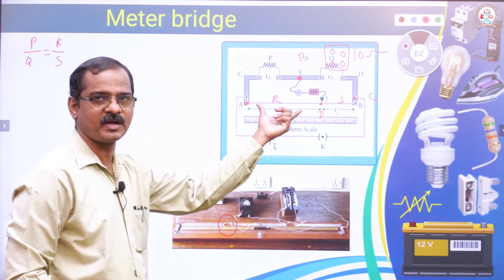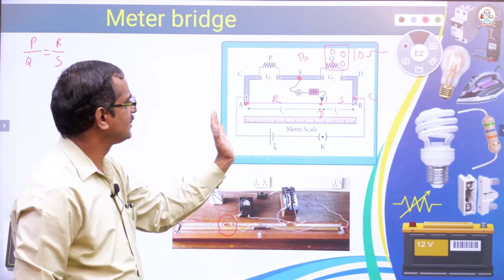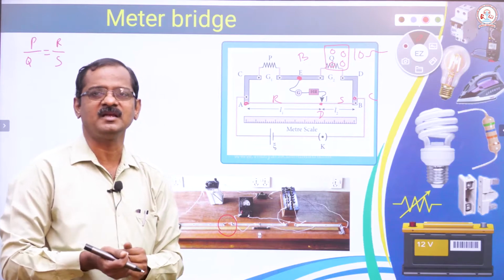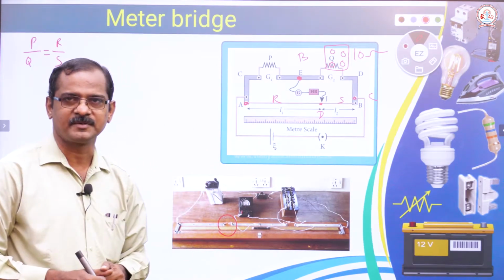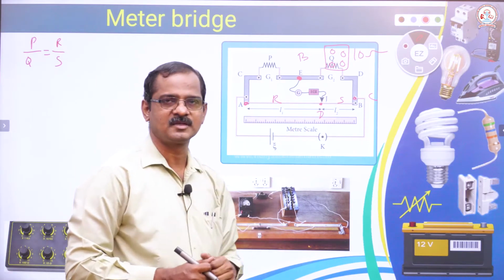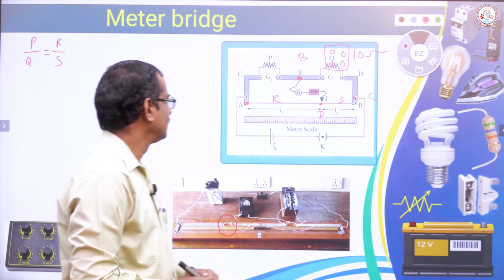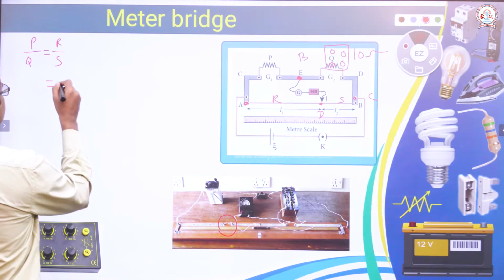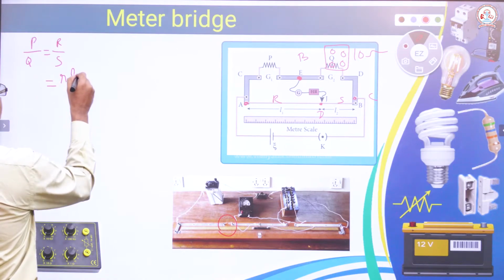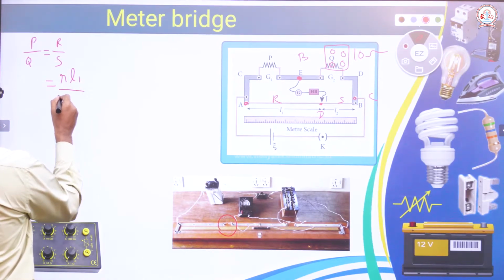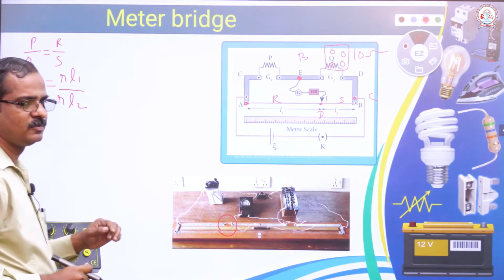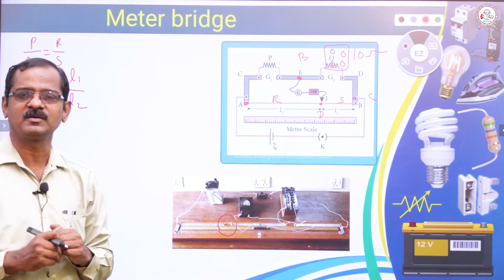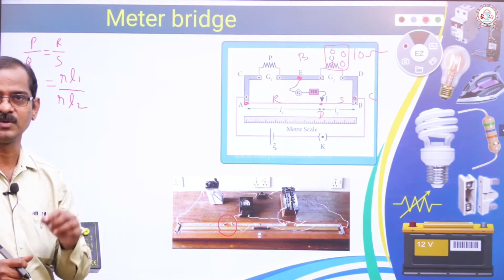This is the resistance of the wire which is used here. For example, if you are getting around 70 centimeter, L1 equal to 70 centimeter, then L2 will be 30 centimeter because it's 1 meter length. That gives R equal to small r into L1, divided by S equal to small r into L2, where small r is the resistance of the wire per unit length. It is not resistivity.